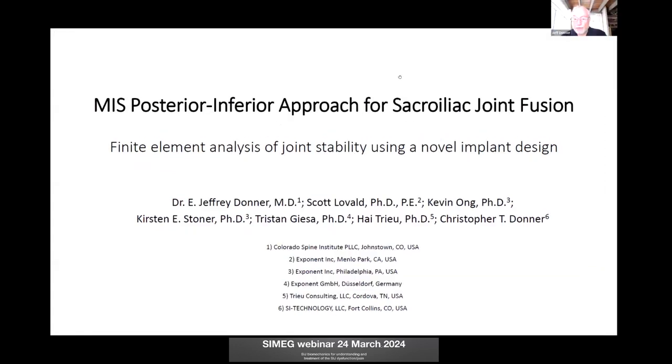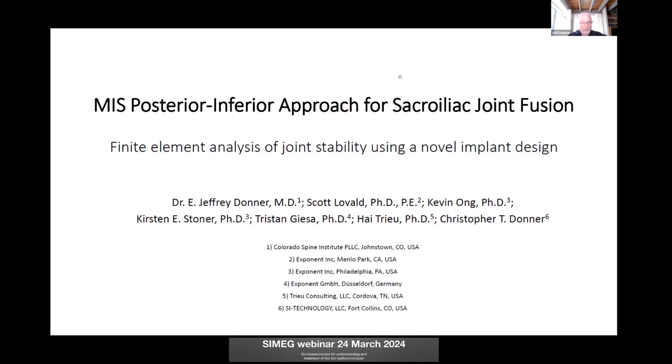First of all, I want to thank everyone who presented before me. That really lays the groundwork for this presentation, and I can move a little bit quicker then, since people have a good understanding of a lot of the anatomy and some of the finite element modeling. And this presentation is based on our work with a company called Exponent.